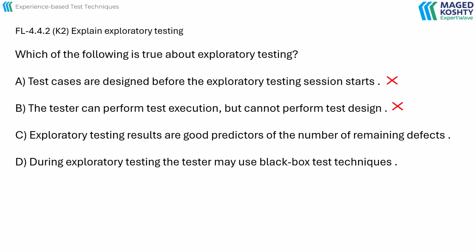C. Exploratory testing results are good predictors of the number of remaining defects. This is not correct. The results of exploratory testing depend a lot on the experience of the tester. This means that even though the results can be used to predict areas of risk, they are not a good measure for a reliable estimation of the remaining defects to be found.